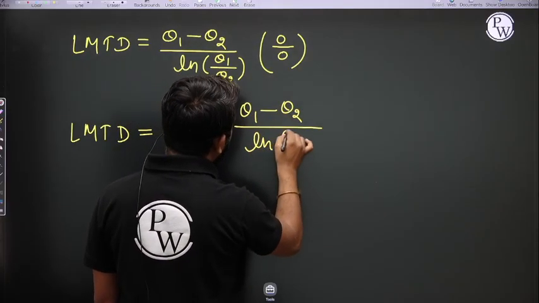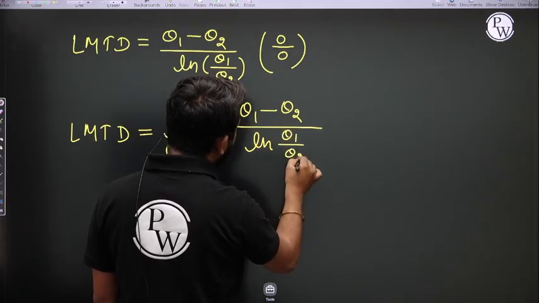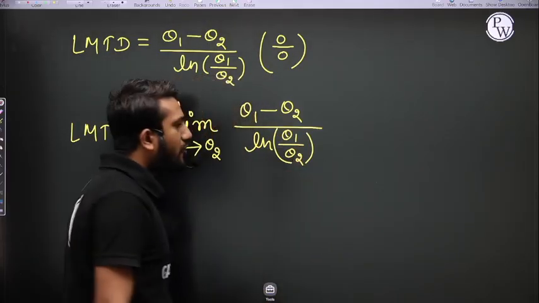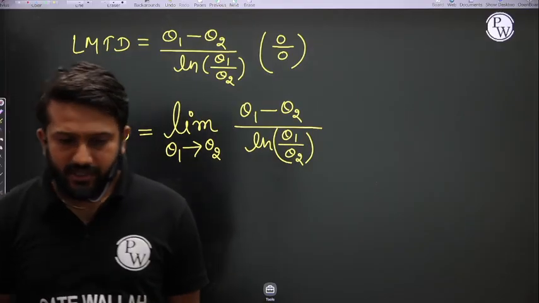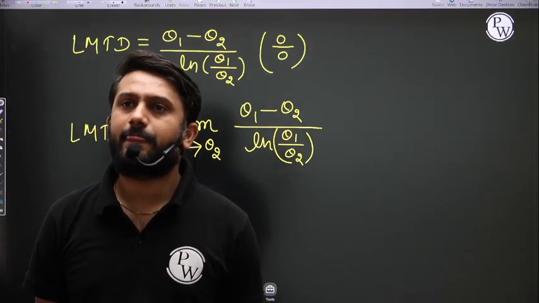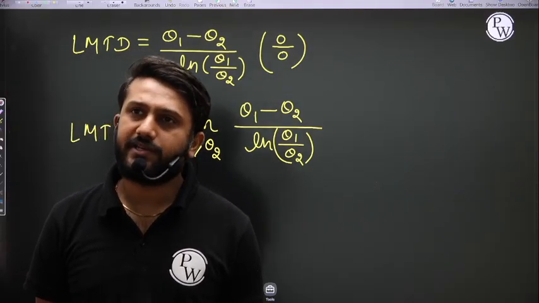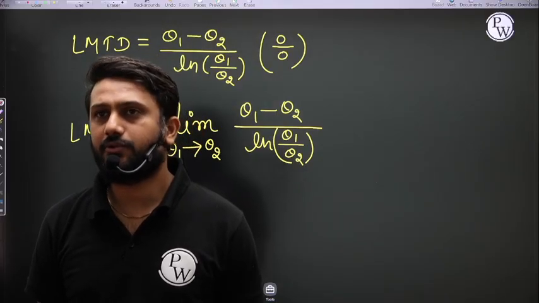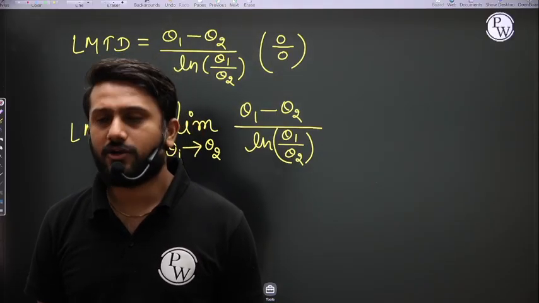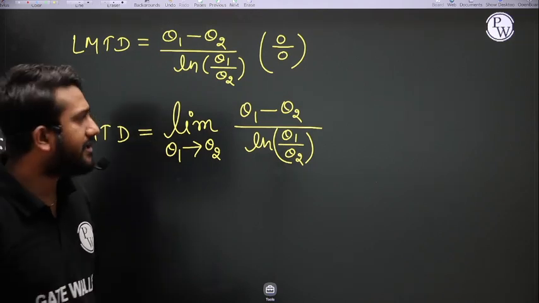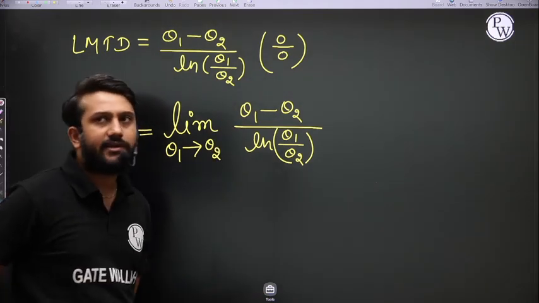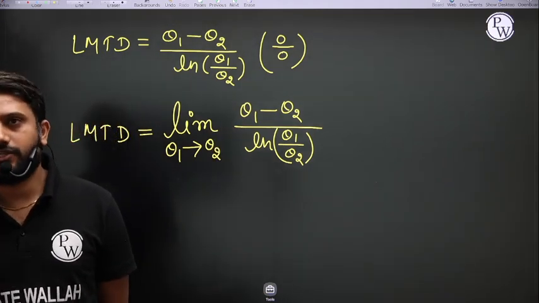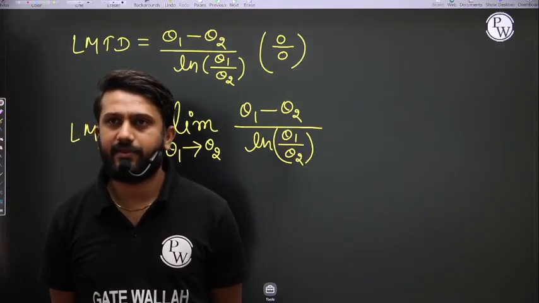Now see, the 0 by 0 form is there. So if the 0 by 0 form is there, then we use the L'Hospital rule in mathematics. In the L'Hospital rule, we differentiate the numerator with respect to the variable and differentiate the denominator with respect to the variable.